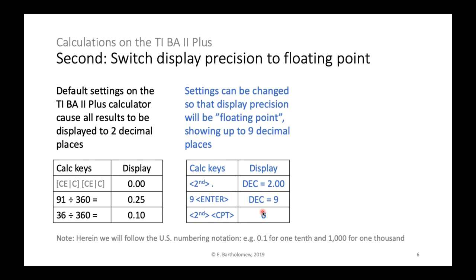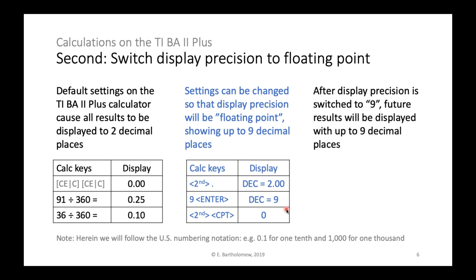Now, if you were to enter anything else besides 9 in here, less than 9, if you were to enter 8, it wouldn't be floating point. That would be giving you exactly 8 decimal places, or if you entered 4, it would be giving you exactly 4. So 9 is a special parameter that will give you floating point up to 9, and we'll see in a minute how that works.